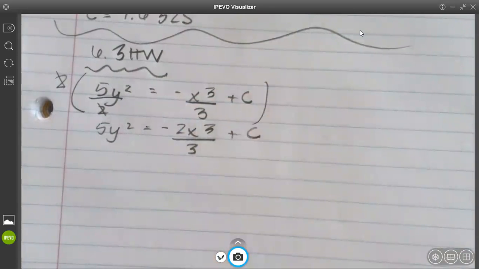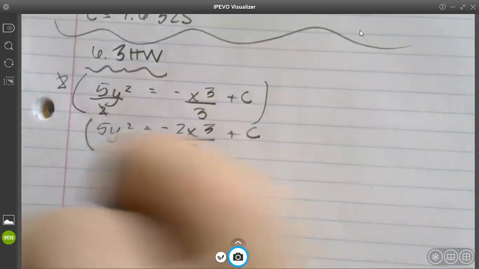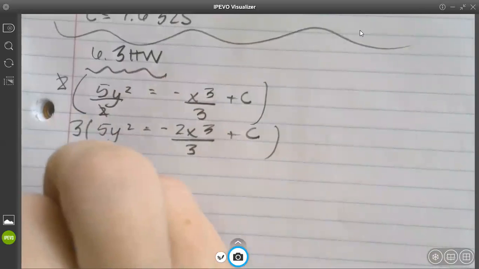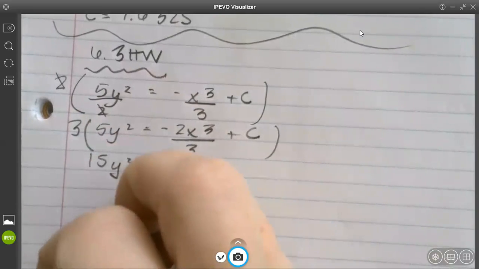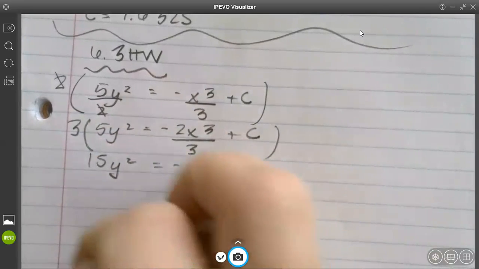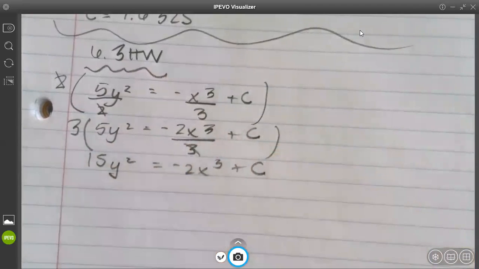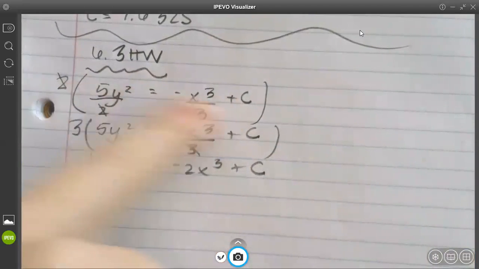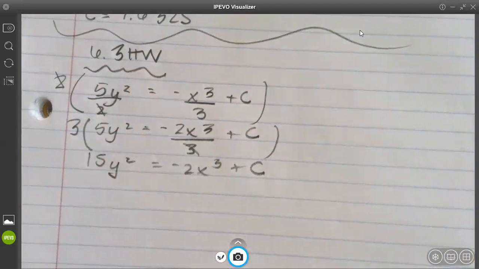And you don't have to do anything to the c, because if I multiply it by 2, it's still going to be a constant. So you can put 2c if you want to. It's pointless. So you just keep writing c. And then they multiplied by 3 to get rid of the fractions. So 15y squared equals negative 2x cubed, because that'll cancel your 3 out, plus c, and then move the 2 over. So a bunch of you had a question about that yesterday. You were doing it correctly. They just got it out of fraction form. Okay.